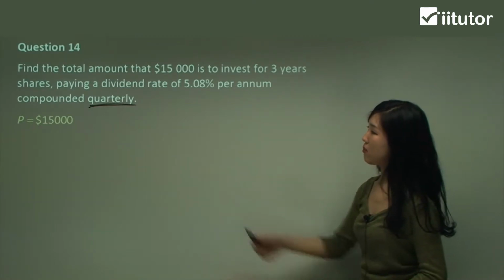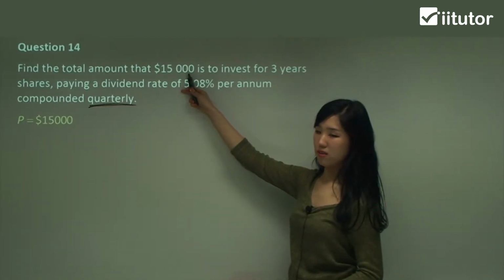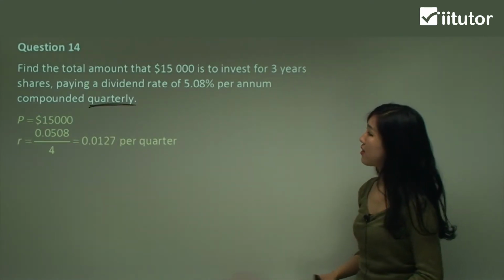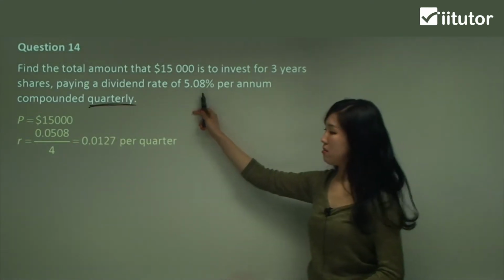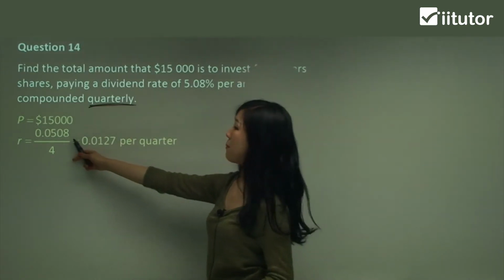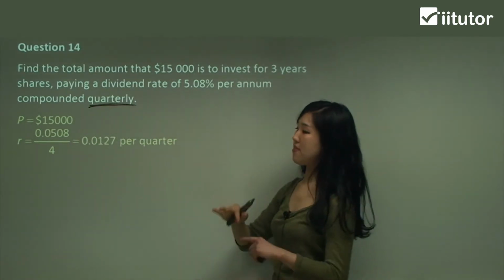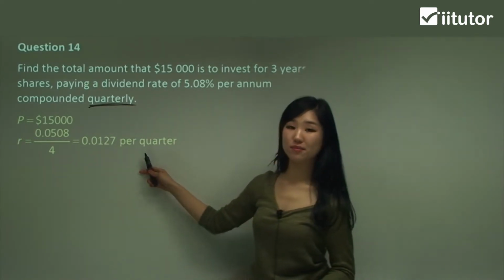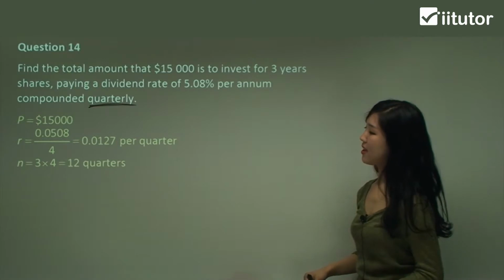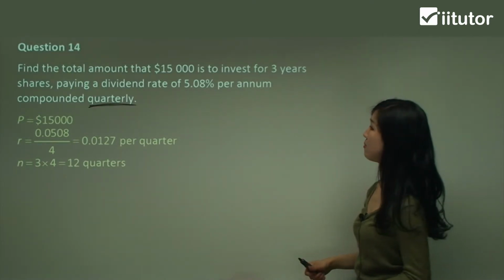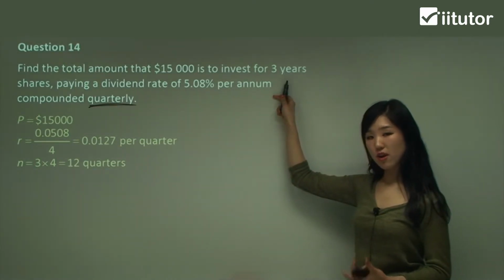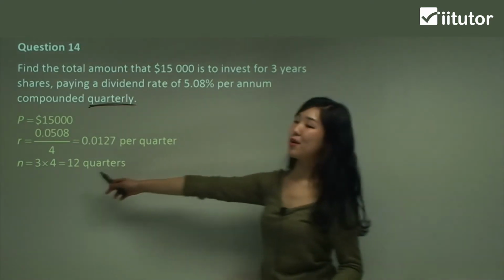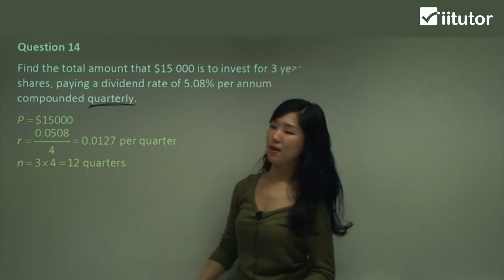Now P is the principal, which is simply that one. This one hardly changes. Now the rate R is going to be our 5.08%. I just changed it into a decimal. And because it's quarterly, I'm going to divide that by 4, because there are 4 quarters in a year. So you should get this per quarter. Now N, the number of periods, is 3 years, but because we're changing it to quarters, and there are 4 quarters in a year, we multiply 3 by 4. And that becomes 12 quarters.